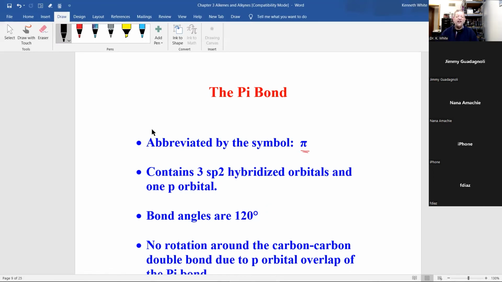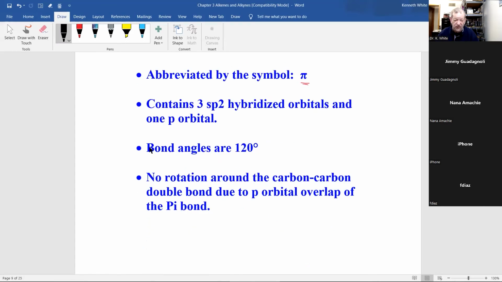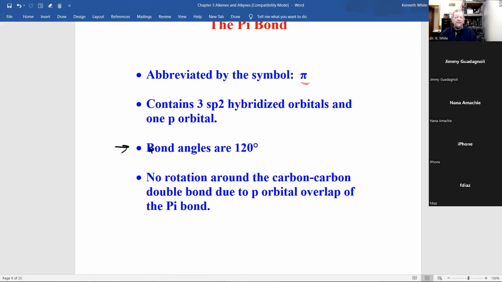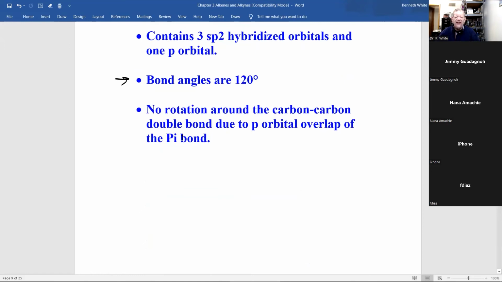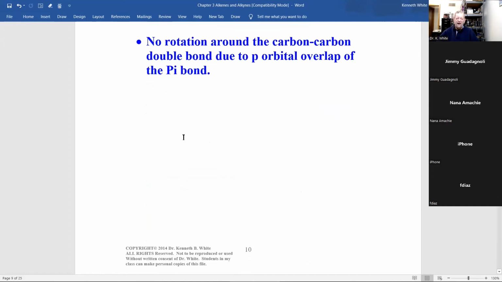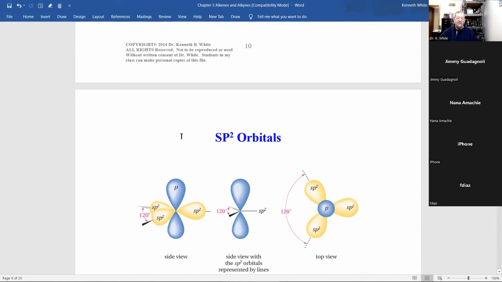And it contains different types of orbitals. That's where the electrons are. Now, the bond angle is 120 degrees. And because of the way it's set up, unlike a carbon-carbon single bond, which can rotate, a double bond and a triple bond are locked in place. There's no rotation around a carbon-carbon double bond or a triple bond, which I'll talk about later. And this is due to the pi bond. Again, switches off. I'll never ask this.